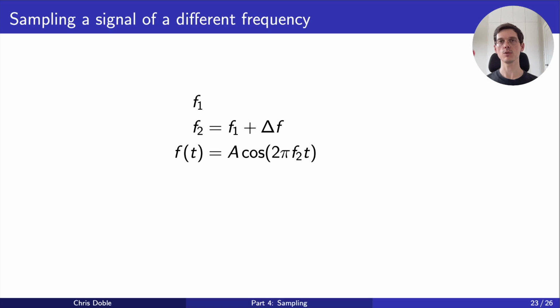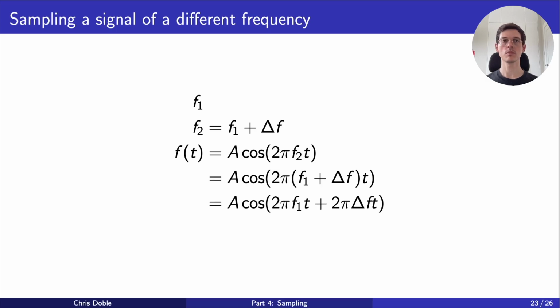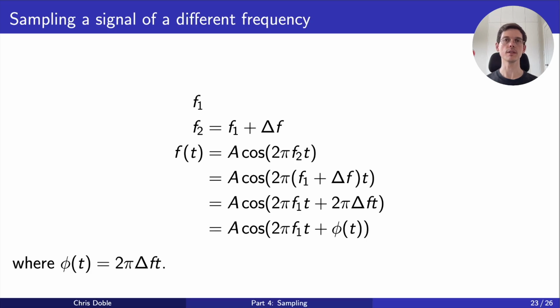We can expand the F2 term and rearrange. If we rename the term involving delta F to be phi of t, we can rewrite this in a familiar form. But hang on, we started with a signal that had no phase term, and now we've got one that's constantly changing. It seems that a signal of frequency F2 is the same as a signal of frequency F1 whose phase is constantly changing proportionally to delta F. On a constellation diagram, this would look like a point that's constantly rotating. This idea will be useful when we're trying to track GPS satellites as they move across the sky.